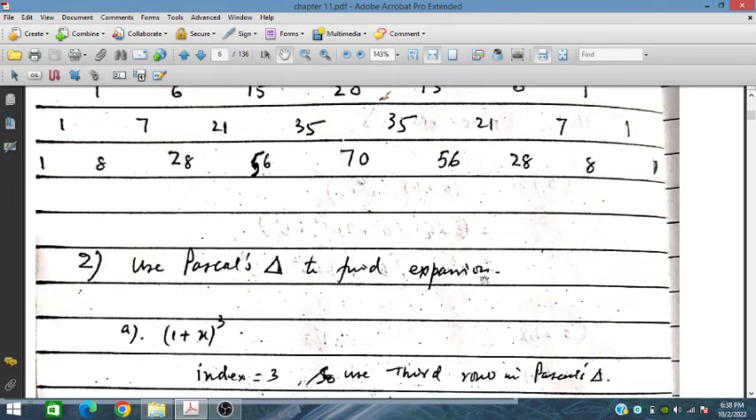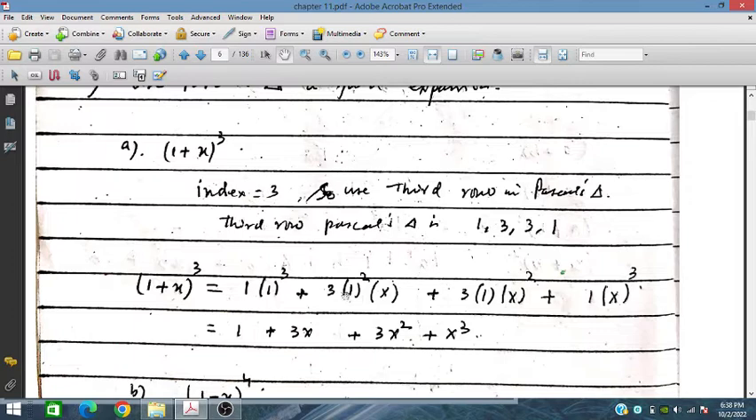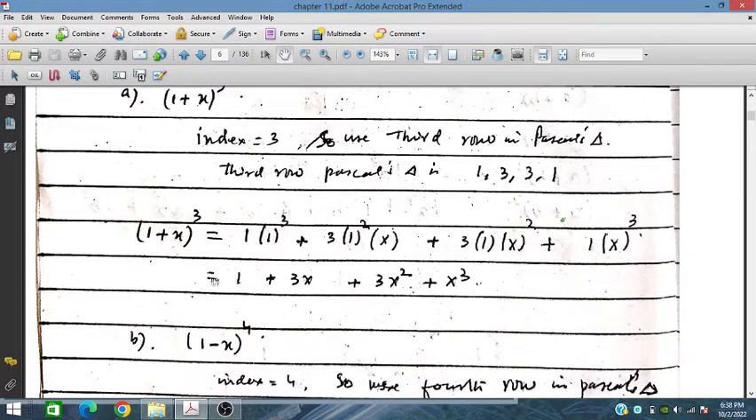I used the Pascal triangle to expand this. Here we have index 3, so the third row in the Pascal triangle is 1 3 3 1. From this we have 1 3 3 1. In this way we can expand it. Here we have x cubed for the first term, then powers decreasing by one, and similarly the other variable's power increases: 1, 2, and then 3. So this is one of the ways that it can be expanded by the Pascal triangle.